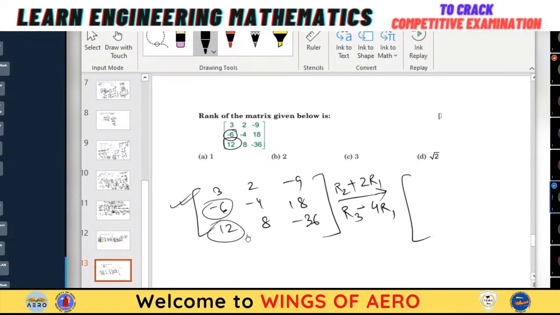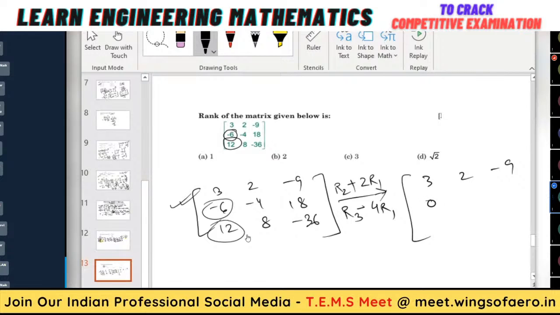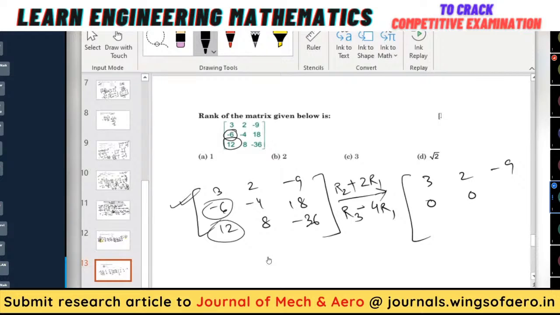Now look at this. If I operate this, the first row will be minus 9. The second row will obviously be 0. It is 2, also 0. 18, and it is 2 into minus 9. 18 plus 2 into minus 9 is 0.